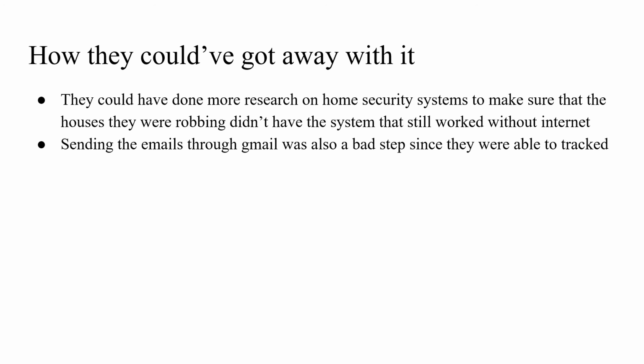This is how they could have gotten away with it. They could have done more research on the home security systems to make sure that the houses that they were robbing didn't have the system that still worked without internet. Sending the emails through Gmail was also a bad step since they were able to be tracked.